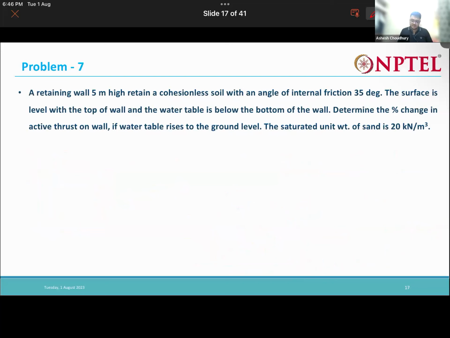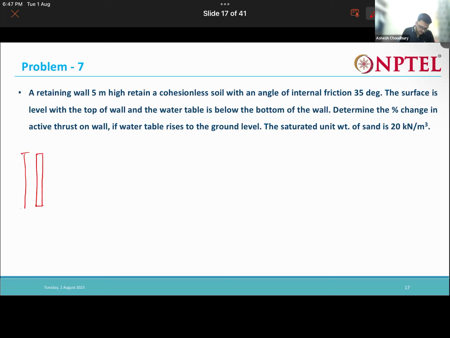So the last problem. A retaining wall 5 meter high retains a cohesionless soil with an angle of internal friction 35 degrees. The surface is level with the top of the wall and the water table is below the bottom of the wall. Determine the percentage change in the active thrust if the water table rises to the ground level. So first in dry conditions we will determine, and then we will determine for the submerged condition, right?